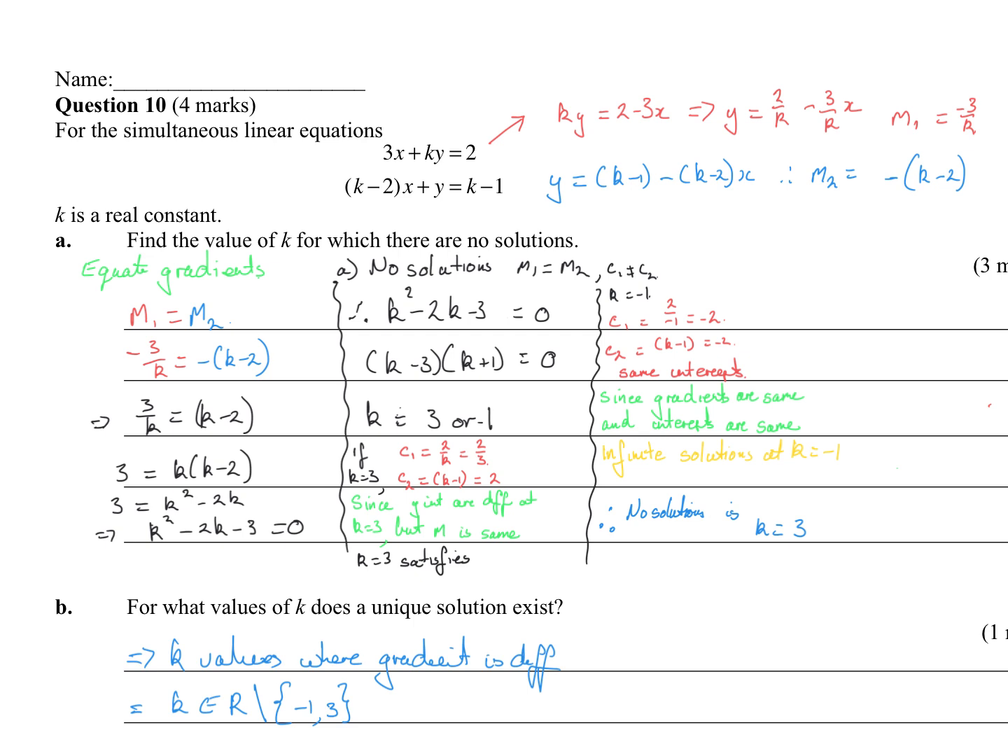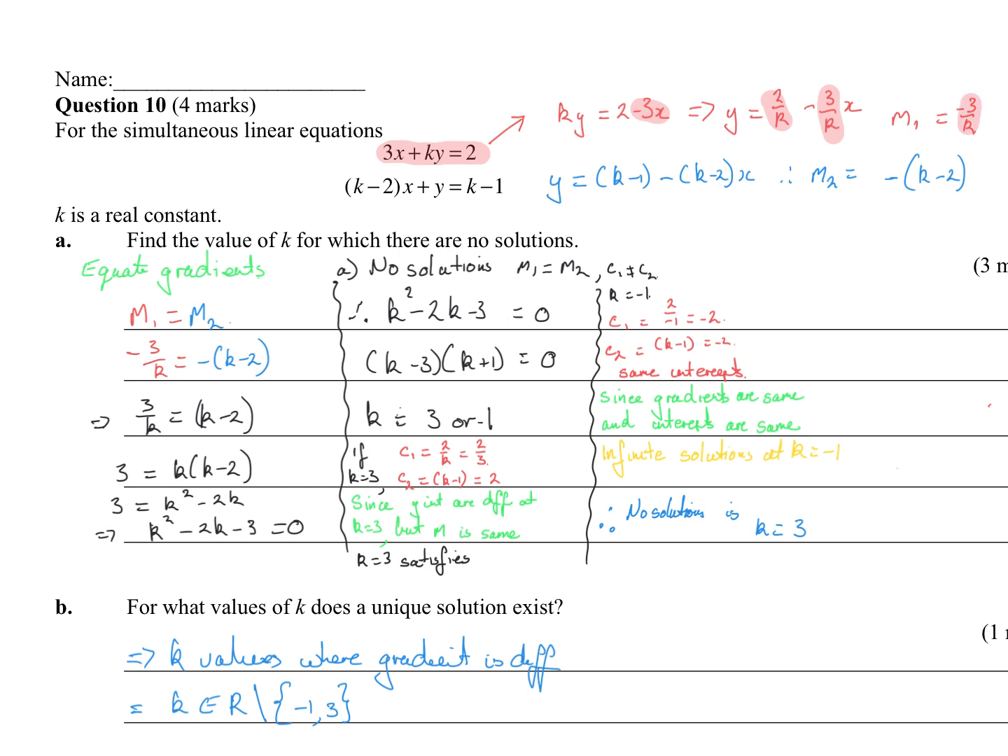get my highlighter, we'll just go with yellow. I've rearranged 3x plus ky equal to 2 into y equals mx plus c form. I've taken the 3x across, divided everything by k, so I get 2 on k minus 3 on k x. That means the gradient of this particular line is negative 3 on k.